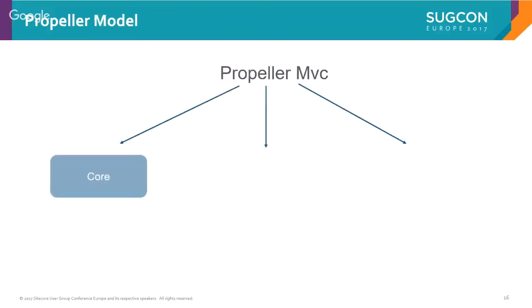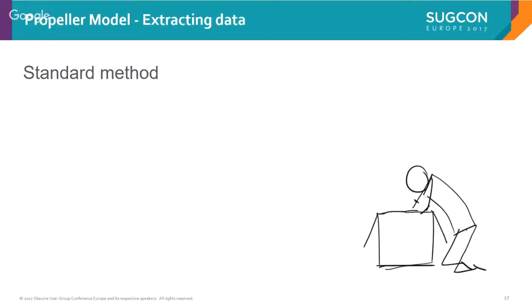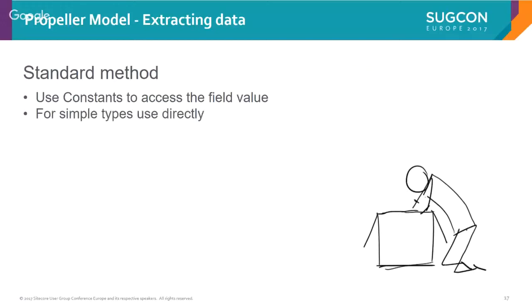The second part of the project is the model part. This is all about extracting the actual data from the item. And again, normally we use the static file to do that. For simple types, we can actually just pull out the raw value and use it straight away.